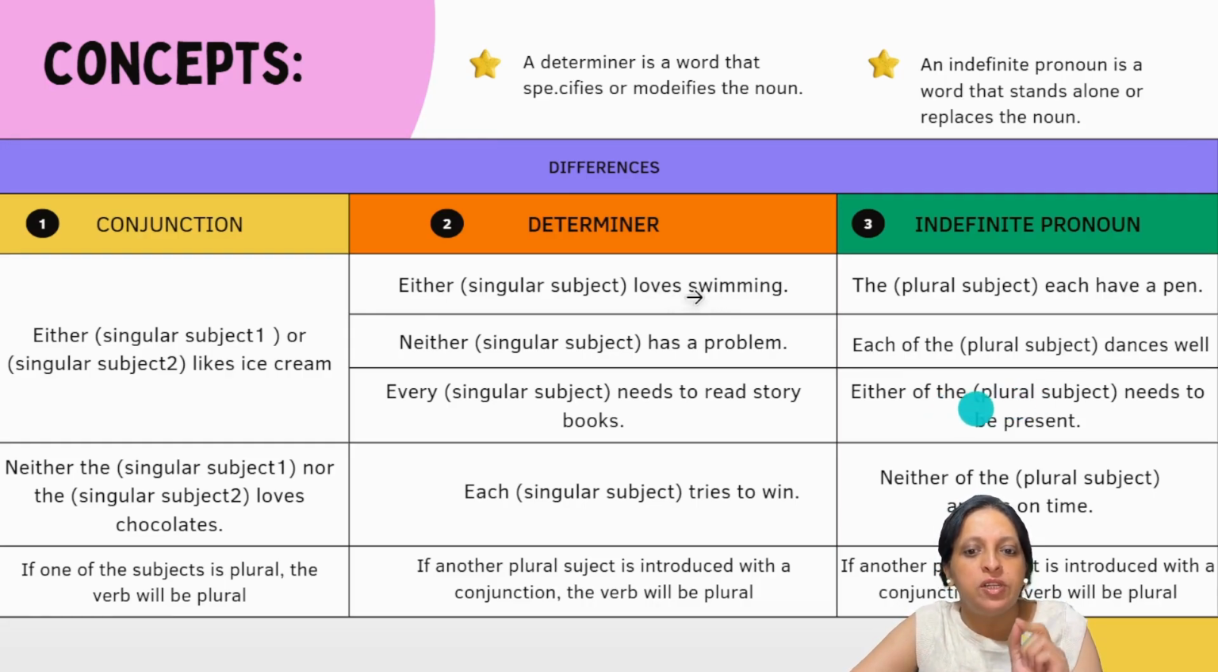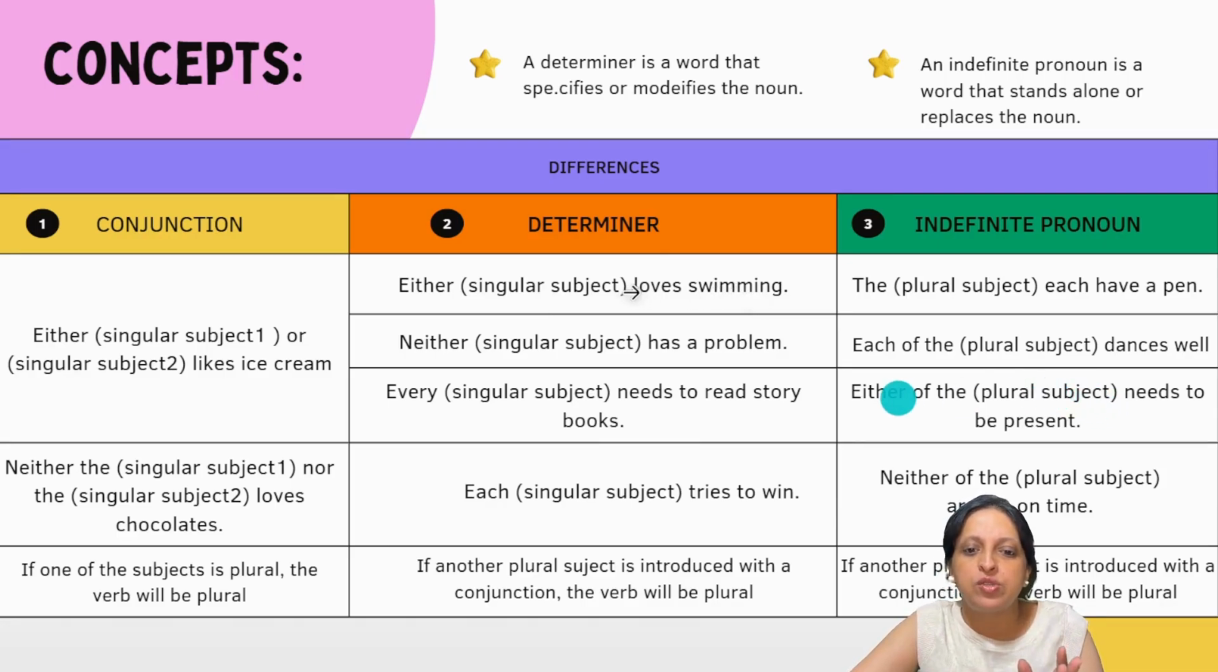So each of the girls, I'm saying there are so many girls, out of that each one of them dances well. Okay. Now another trick which you can do, something which will help you to understand whether the verb has to be singular or plural. In this case, for example, you have this sentence: each of the girls dash well. You have to identify dances or dance.